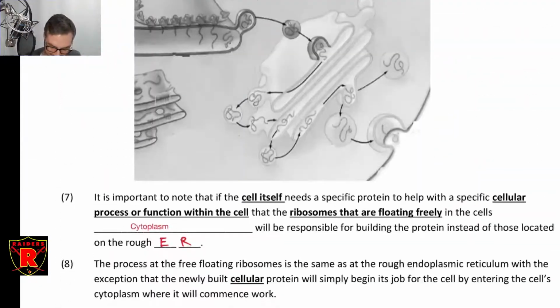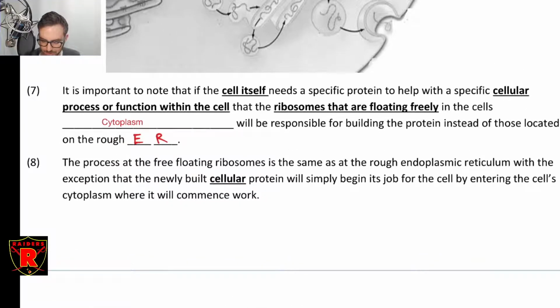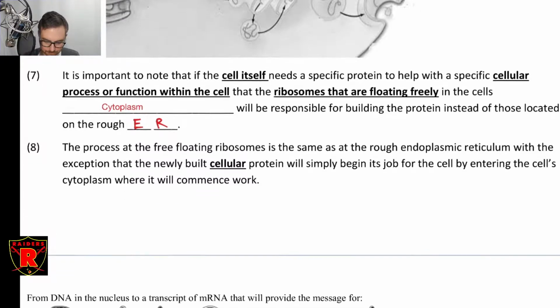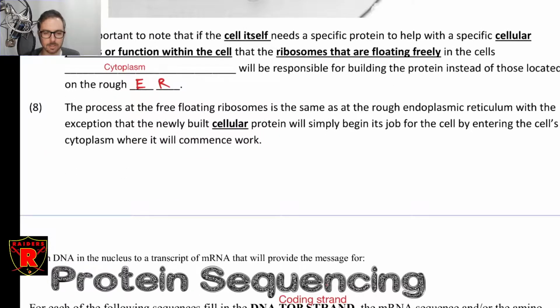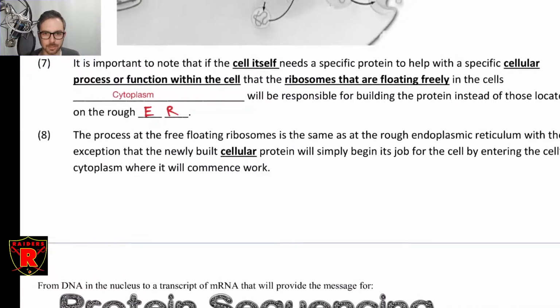I can't emphasize it enough. Anyway, I mentioned here at the bottom that it's important to note that the cell needs a specific protein to help with a specific cellular process or function within the cell. Then the ribosomes that are floating freely in the cytoplasm produce it. In other words, it's not related to the ER. So the ER are not involved in the production of intracellular proteins. And those proteins just begin their work when they enter the cytoplasm. So that's just for the other types of ones at the bottom.